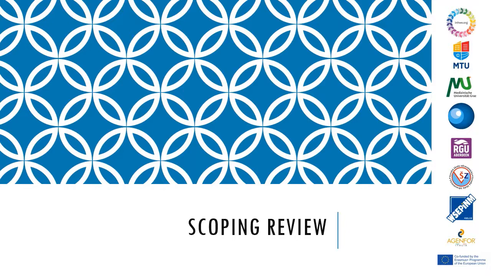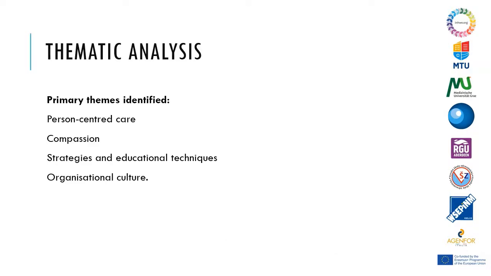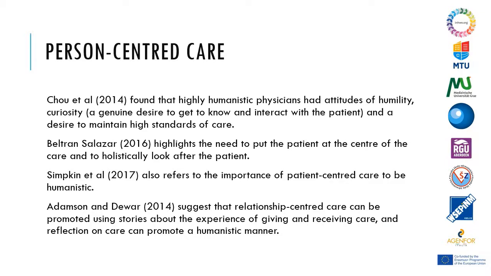We will now go through some of the core literature on humanism. There are 4 primary themes attributed to humanism: person-centered care, compassion, strategies and educational techniques, and organizational culture. Salazar highlights the need to put the patient at the center of the care and to holistically look after the patient, while Adamson and Dewar suggest that relationship-centered care can be promoted using stories and reflection on care, which can promote a humanistic approach to patient interaction.